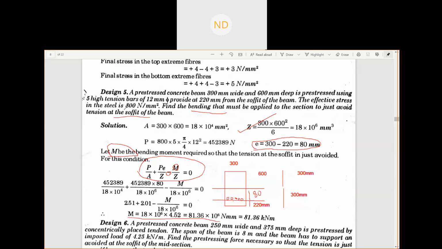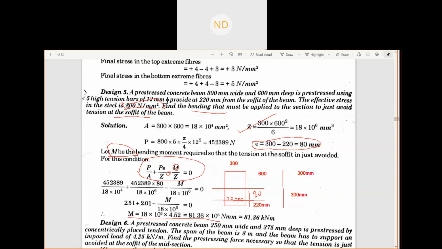Sometimes you may be asked to calculate the pre-stressing force when the effective stress is not mentioned to you, and the number of bars is also not mentioned. In that case, if you are given the loads, dead load and live loads, then with the help of dead load and live loads you can find out the bending moments. So M will come out, and the eccentricity and section modulus you will know from the section. But you may be asked to calculate the pre-stressing force when you don't have any hints for calculating it, like the number of bars or effective stress.